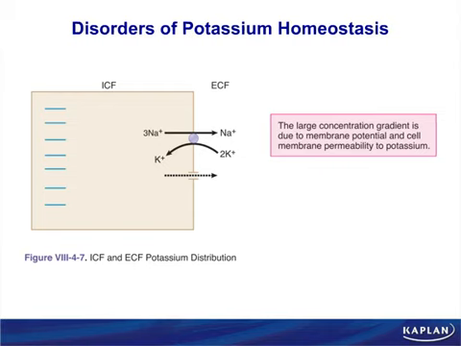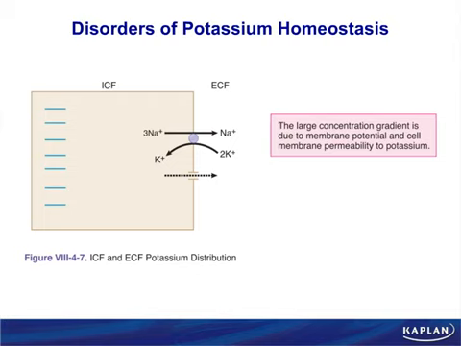So let's talk about potassium homeostasis. I'm sure you know most of your body's potassium is intracellular. Most of your body's potassium is inside the cell. This is due to the sodium-potassium ATPase, which is actively pumping potassium inside cells. This maintains an electrochemical gradient for potassium.